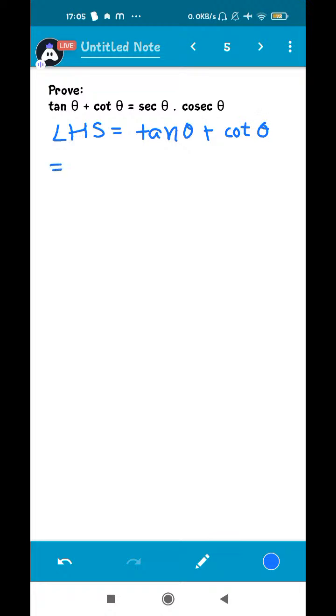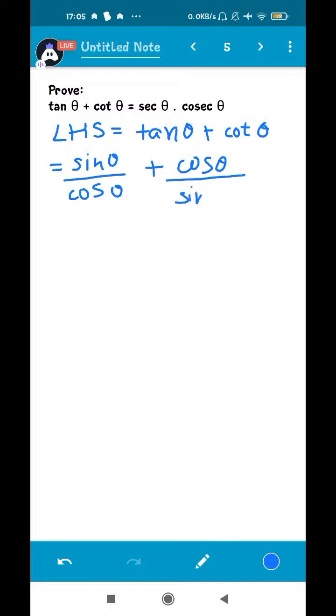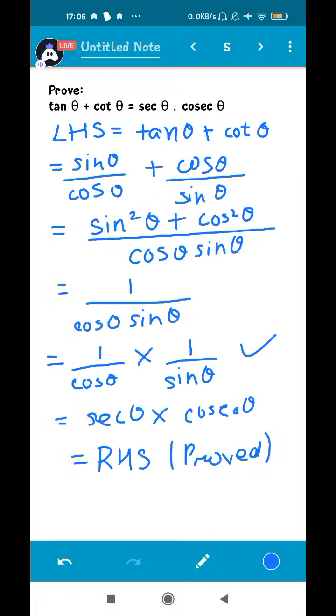We will convert tan theta and cot theta to sin and cos. So tan theta is sin theta by cos theta. Similarly, cot theta is cos theta by sin theta. As you see, we have got two fractions, so let us find the LCM. Cos theta into sin theta is our LCM. So we have to practice extensively. This is the first question.